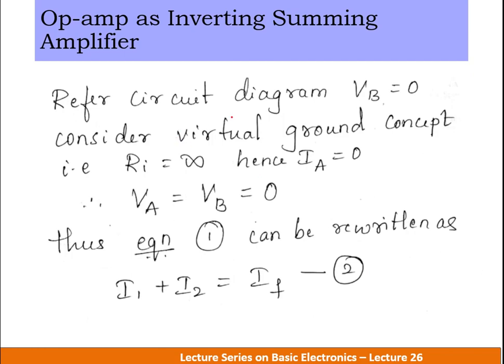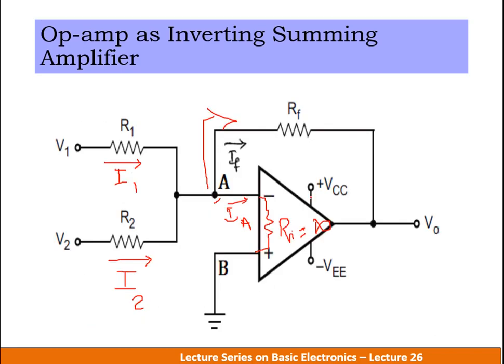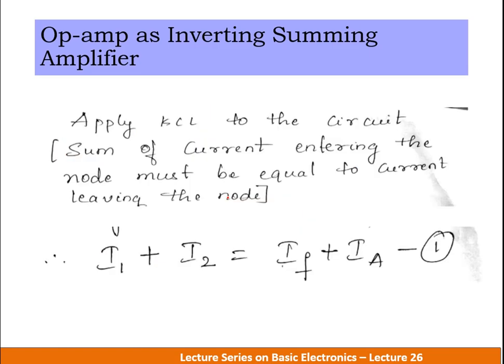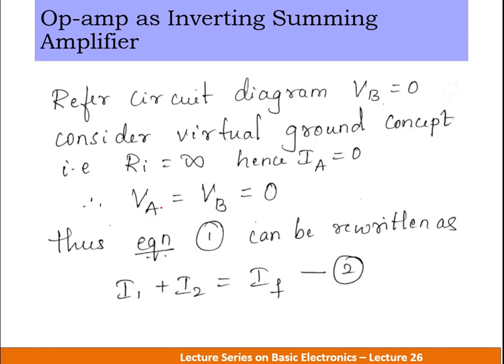Now referring to the circuit diagram, here VB becomes equal to 0. Why does VB become equal to 0? Because we have assumed the virtual ground concept. This non-inverting terminal is directly connected to 0. Because Ri is equal to infinite, current cannot flow, and the potential difference between the 2 points is the same. Therefore VA also becomes equal to 0. So VA becomes equal to VB becomes equal to 0.